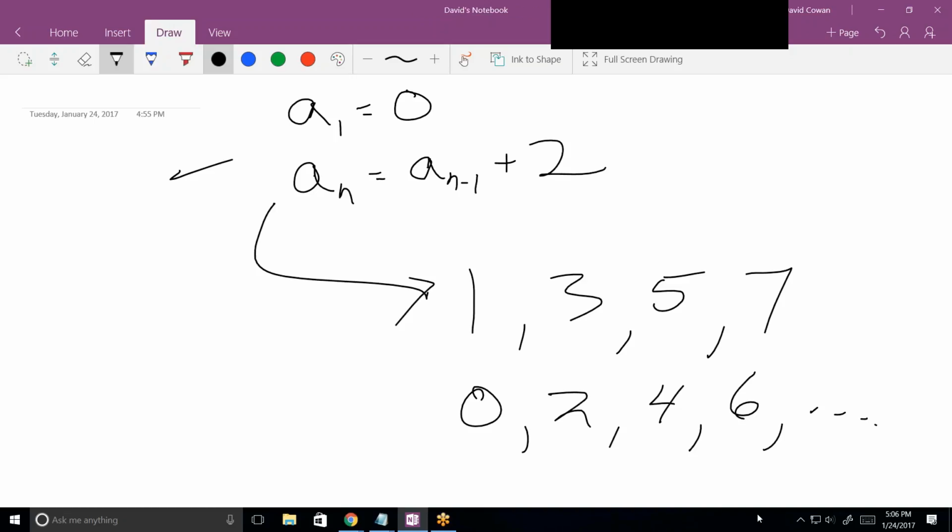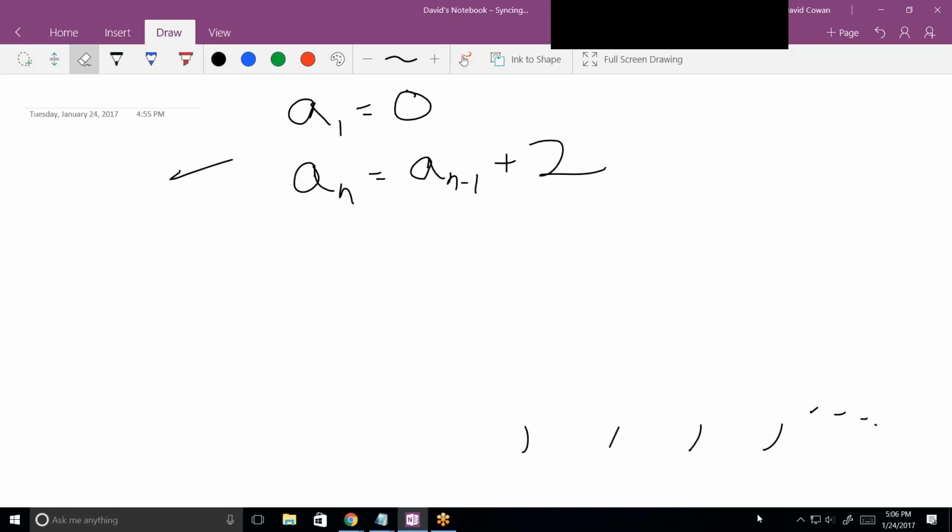What else? A sub 1 equals 10, and then A sub n equals A sub n minus 1 minus 5. It changes from plus 2 to minus 5. Can you speak a little clearer into your microphone? It's minus 5. Like that? Yep.